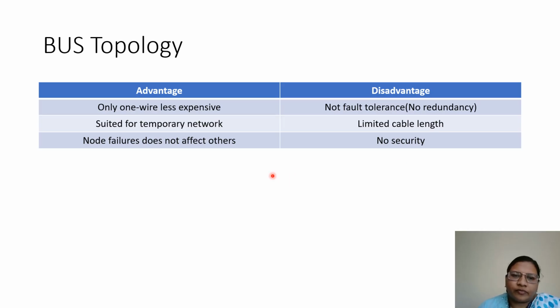As we already saw, if A is the sender and B is the receiver, the message A sends will reach all the nodes connected to that single wire. So the message does not go securely and safely to the receiver, and there is no security. These are the disadvantages of the bus topology. So we have seen what bus topology is, and its advantages and disadvantages.